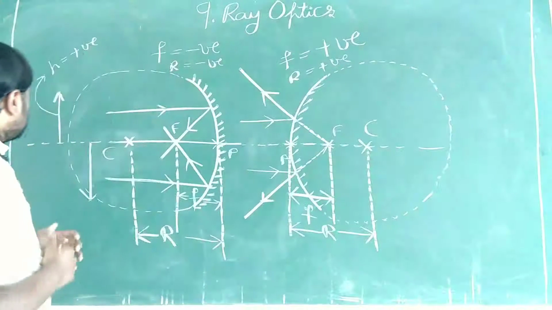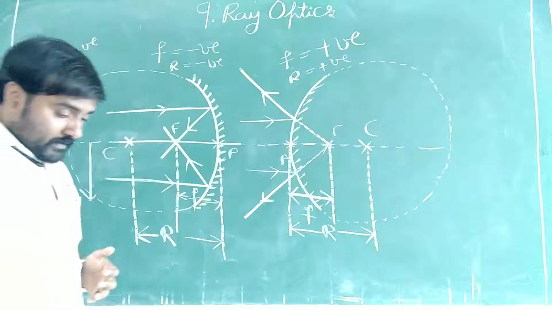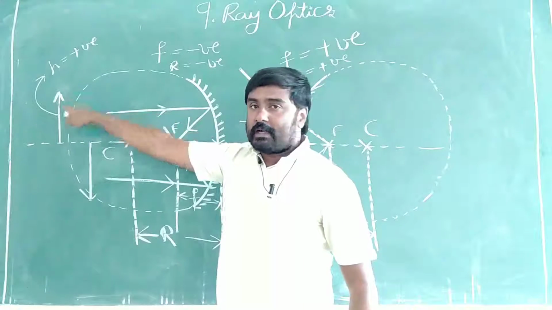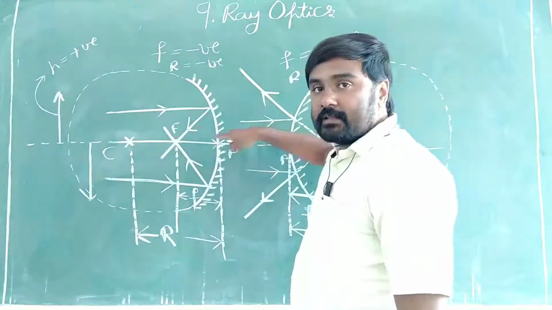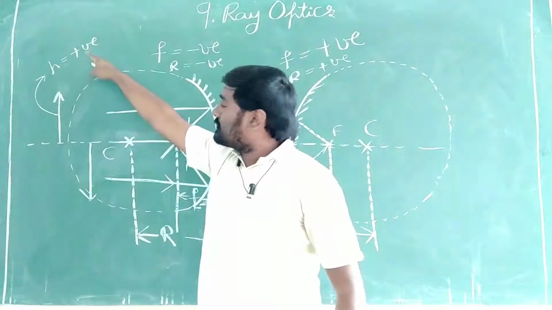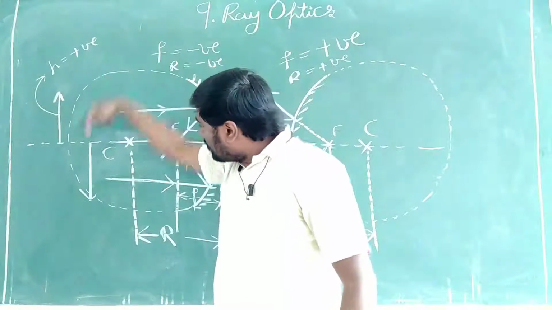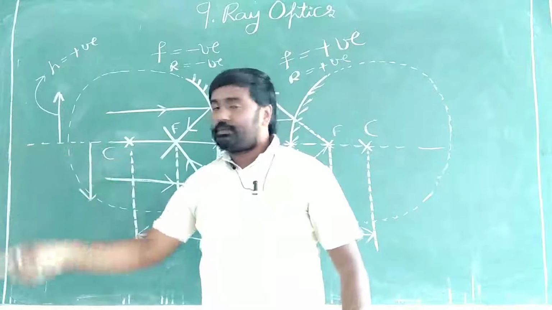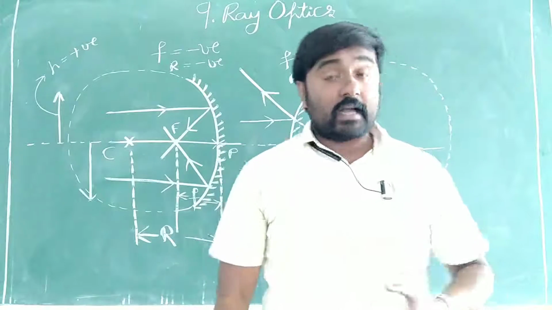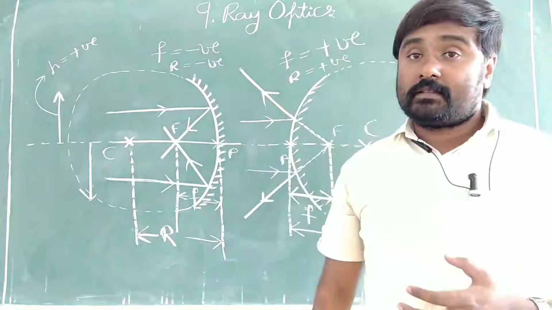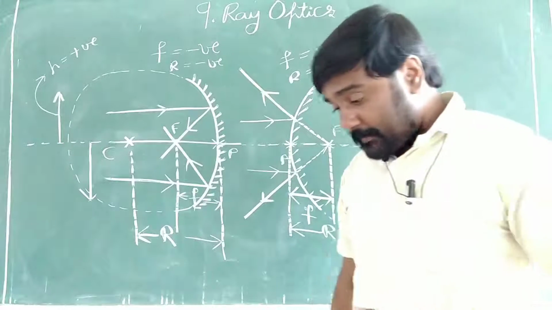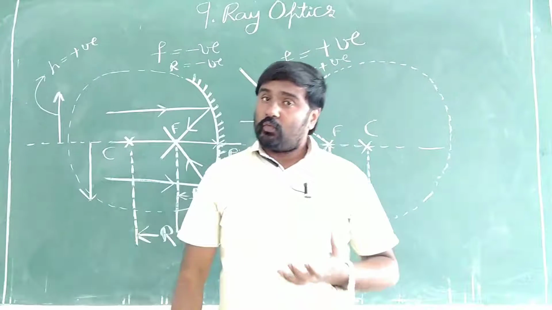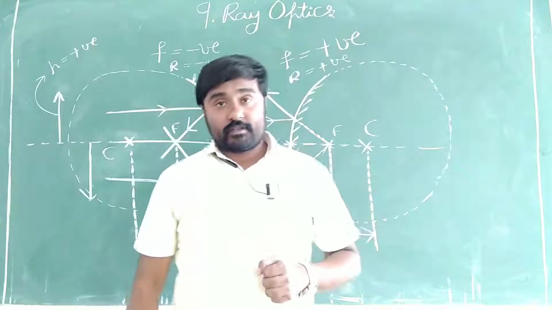And the heights measured upwards and perpendicular to the principal axis, such heights are taken as positive. Heights measured downwards and perpendicular to the principal axis, such heights are taken as negative. So these are the six very important new Cartesian sign conventions.